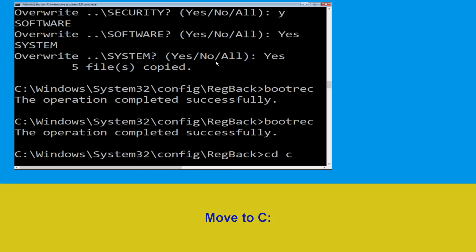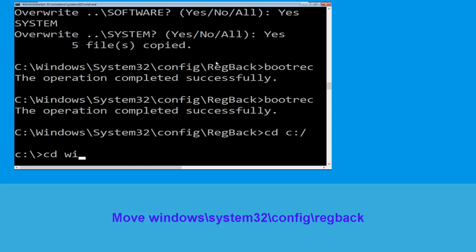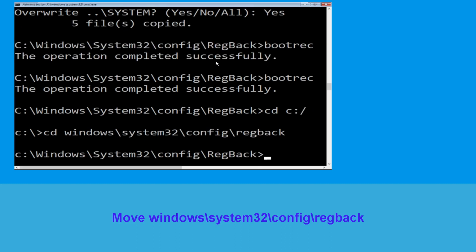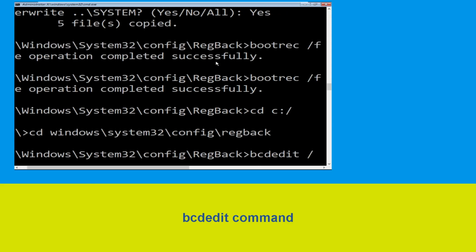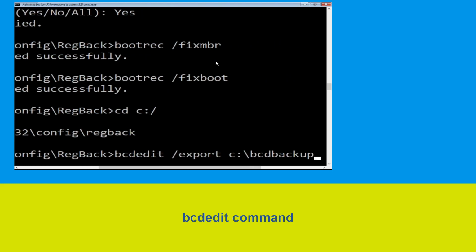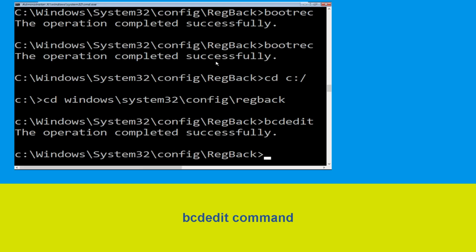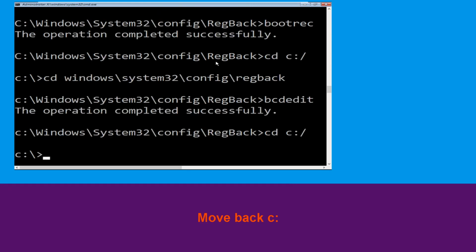Now execute this command cd space /. Now type this command cd space Windows /system32 /config /regback and simply hit enter to execute the command. Now type this command bcdedit space /export space / bcdbackup, then hit enter. Now type cd space / and hit enter.